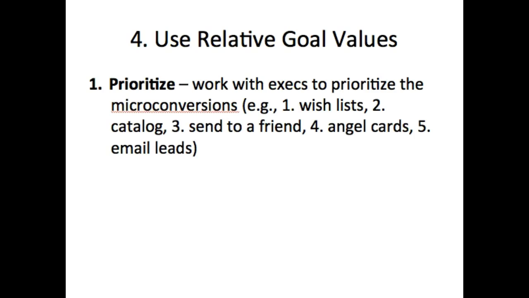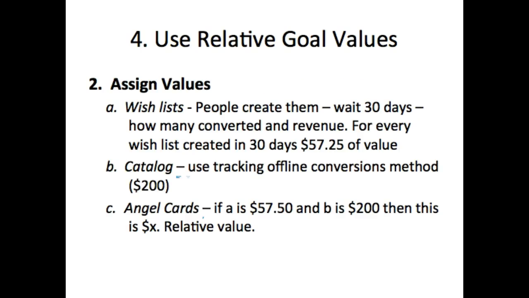Because maybe the finance department doesn't have the data. So now what do you do, right? So the first step is getting them to prioritize the micro conversions. Then we're going to assign values. Wish list. Maybe I can get the value using one of the earlier methodologies, or just pure economic conversion. Maybe I can get it for wish list.